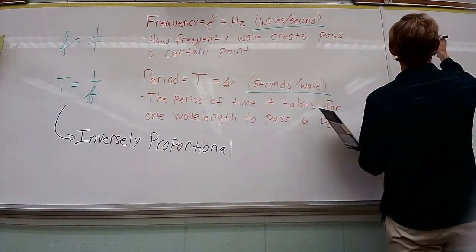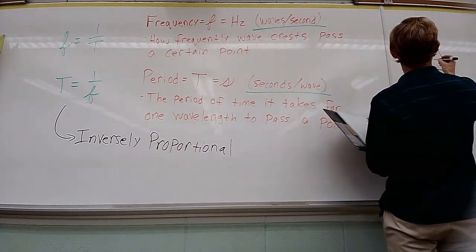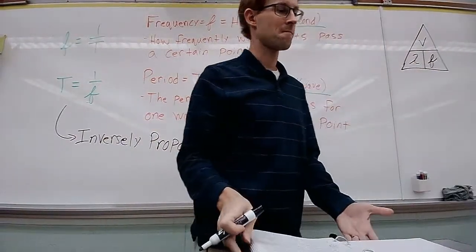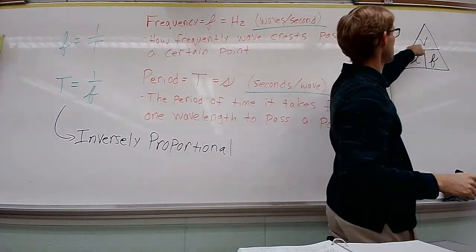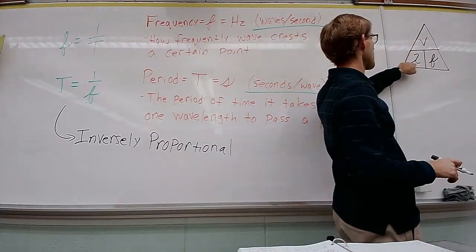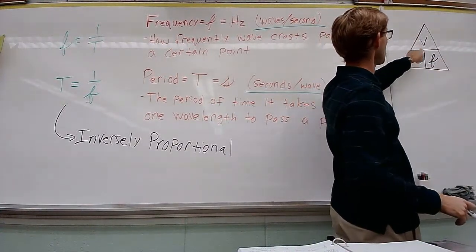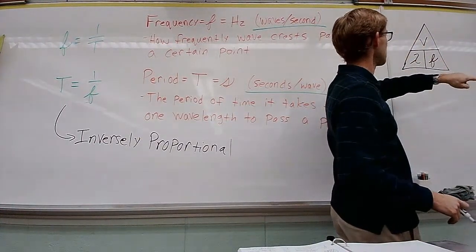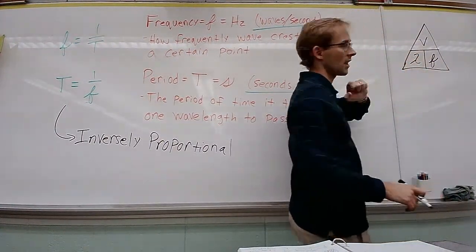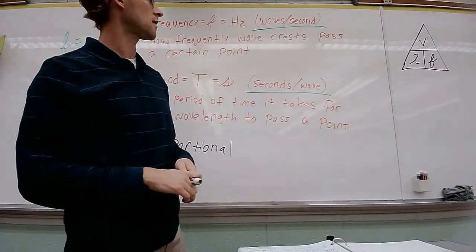So if I would have a V here, and a wavelength, and a frequency, that would mean that V, velocity or wave speed, is equal to wavelength times frequency. Wavelength would be equal to velocity divided by frequency. Frequency would be equal to wave speed divided by wavelength. So that's the relationship between those things inside that triangle there.